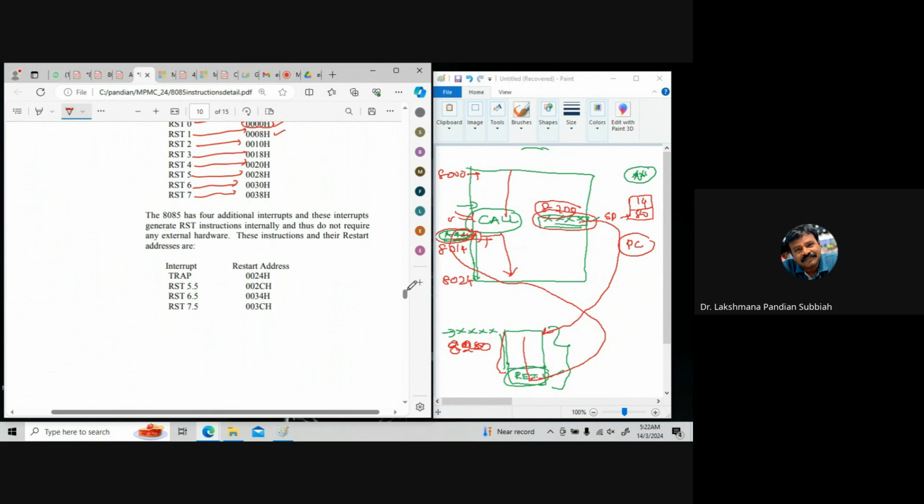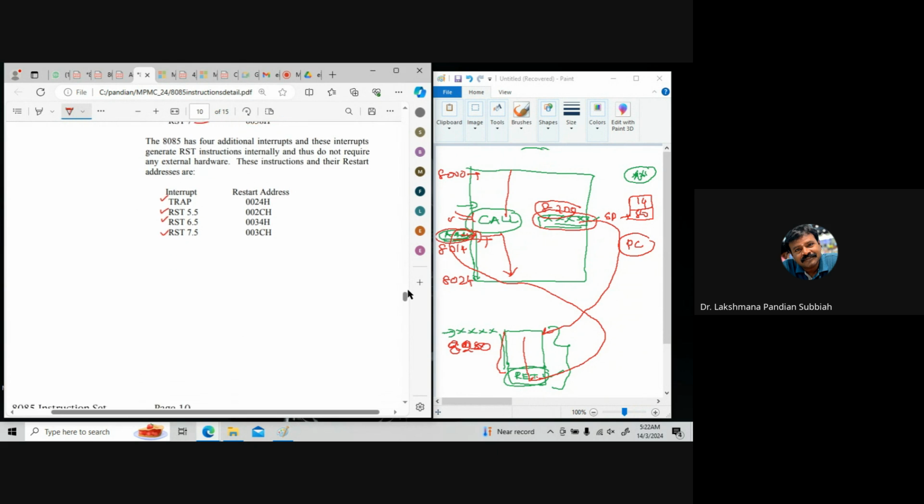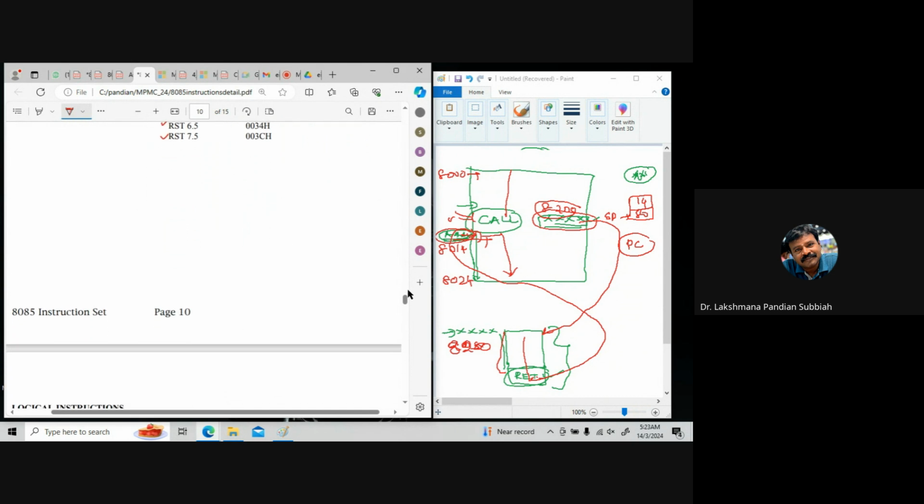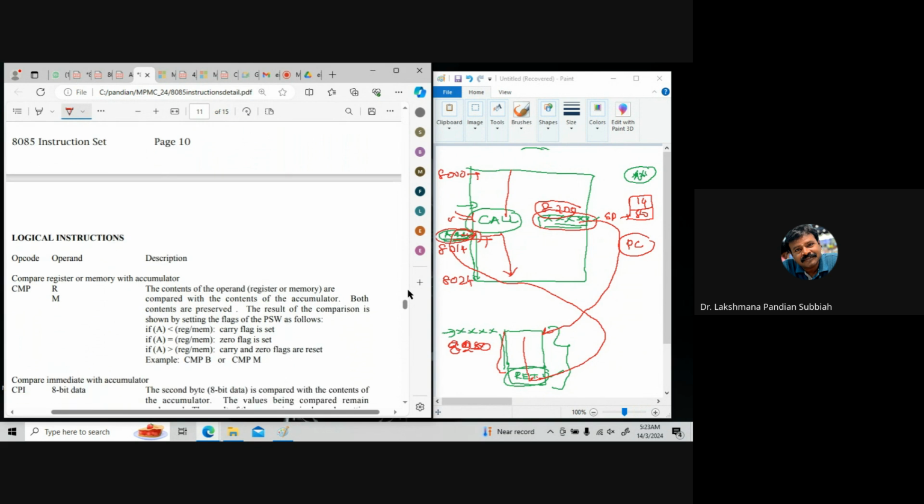Similarly, we are having the trap. Trap is also an interrupt instruction. Then we are having restart 5.5, 6.5, 7.5. The corresponding addresses are 0024, 002C, 0034, 003C. Don't worry about that instruction. These are the interrupt instructions, and whenever we use that interrupt, we can have them.